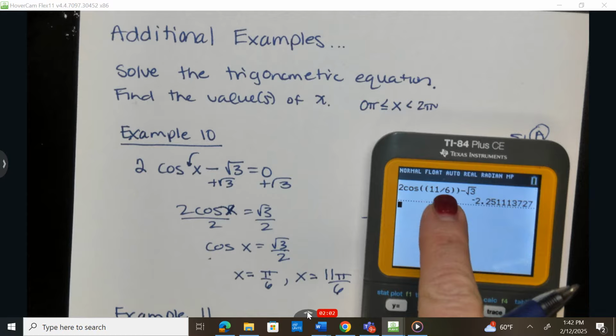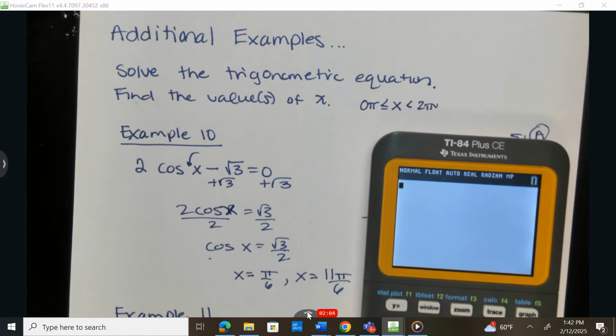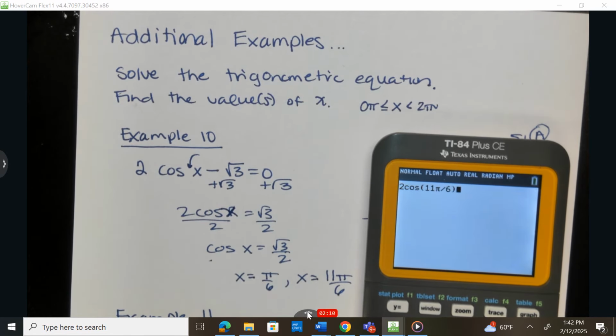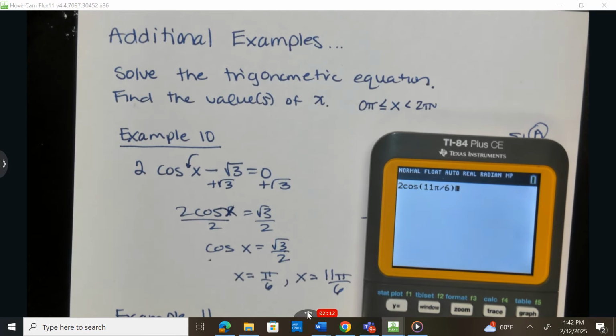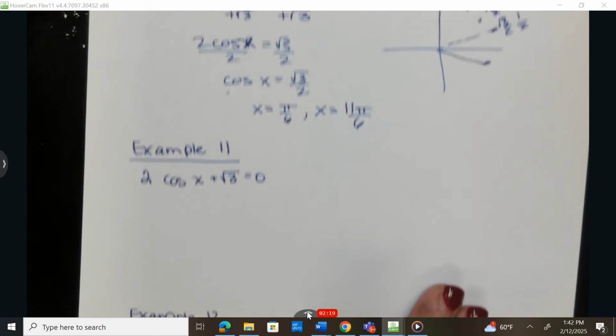You know what I did? I forgot to use the pi symbol. Let's try this again. 2 cosine in parentheses. Let's remember that pi symbol. And now I'm going to subtract the square root of 3. And this time we get an answer of 0. Let's move on to example number 11.